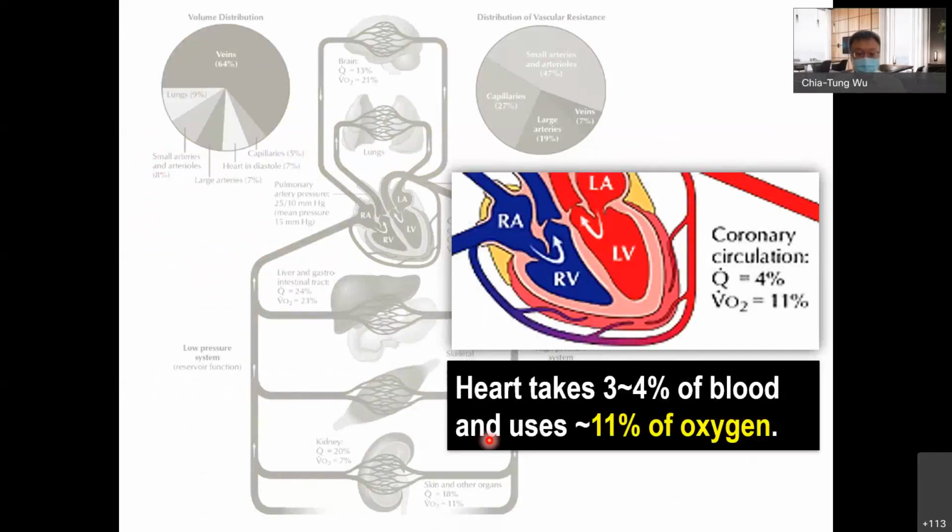So our heart takes only 3% of blood from the left ventricle to the coronary artery. But actually, because our heart is fully aerobic, aerobic metabolism, there are a lot of mitochondria in our cardiac myocyte. So actually, our heart can use like 11% of our total O2 consumption.